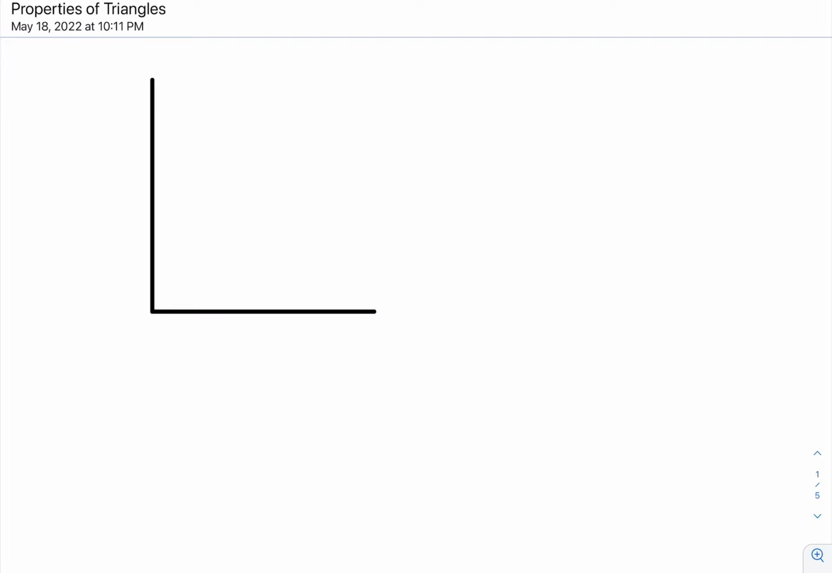Okay, so there's often a half a box drawn right there to show that it's a right angle. So this means it's 90 degrees or a right angle. So a right triangle is any time we see a right angle in a triangle. So anytime we see 90 degrees in a triangle or this half box looking thing, we know it's a right triangle.